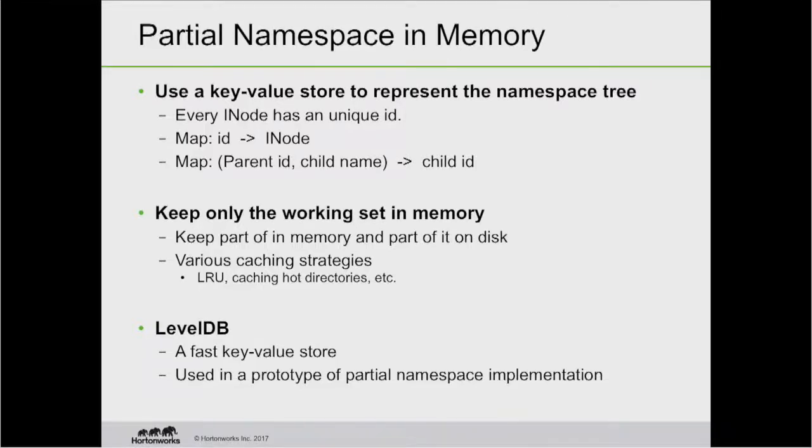tree. So in the name node, currently, because we can hold everything in memory, we use a tree-like data structure. And by using the partial namespace in memory, we need to convert it into a flat key value kind of data structure. And after this conversion, it is possible to keep part of the namespace on your disk. You don't need to hold everything in memory now.